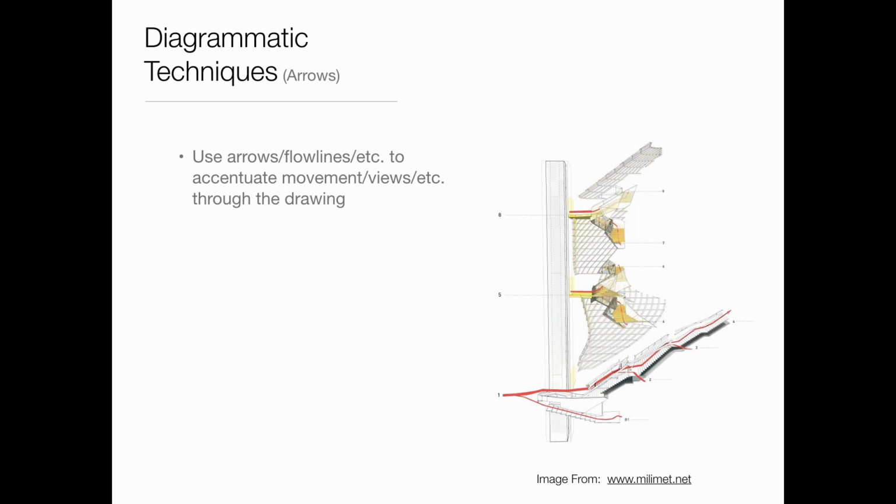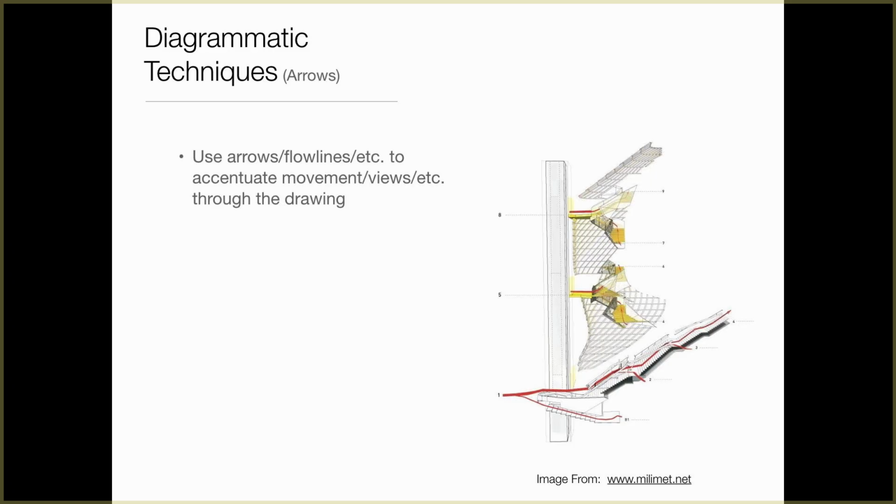So the next technique that I'll talk about is arrows or flow lines as part of showing movement, showing how something moves through space, how something breathes. It could be people, it could be animals, it could be air, it could be a lot of things. It's the thing that moves through the drawing. I like this as a good segue into this drawing on the right here.